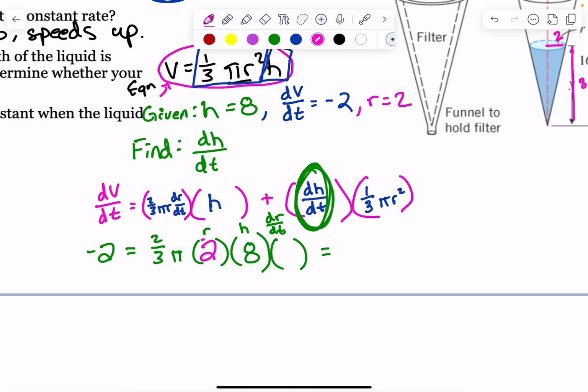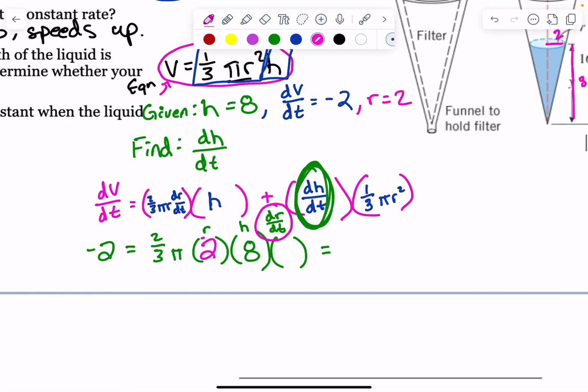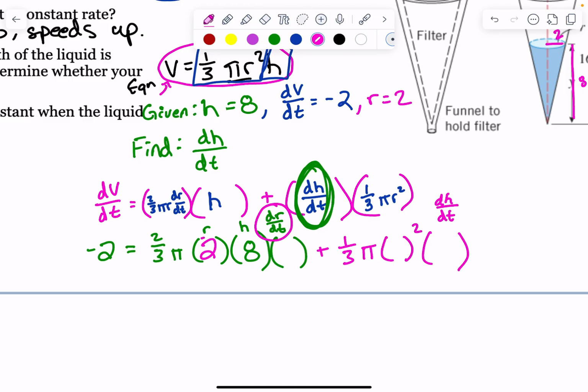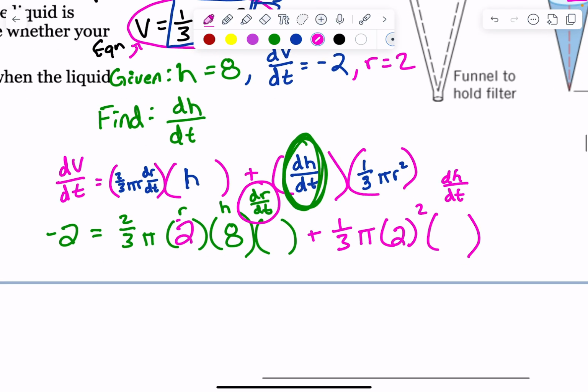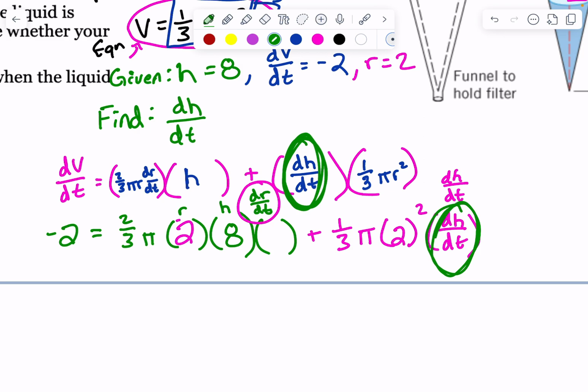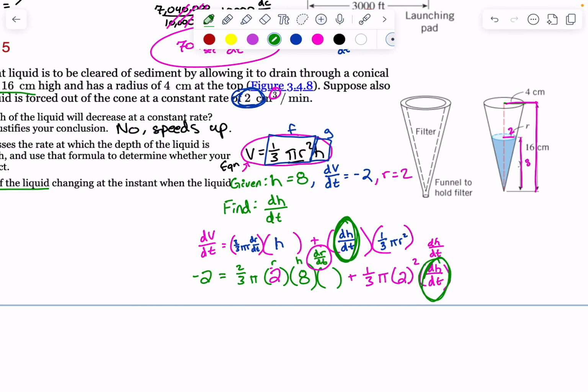We need to figure out what dr/dt is, but we'll get to that. We have to have something to plug in. Plus 1/3 pi r squared times dH/dt. r we said was 2. We need to find dH/dt, that's what I'm trying to solve right here. So I need one more thing: dr/dt. How much the radius changes with respect to time.